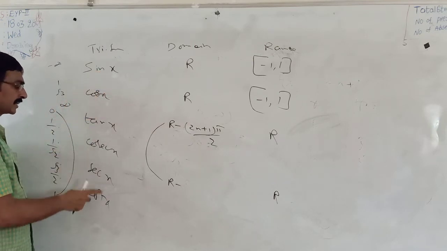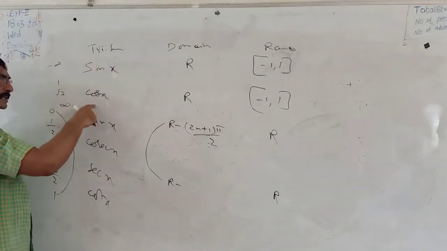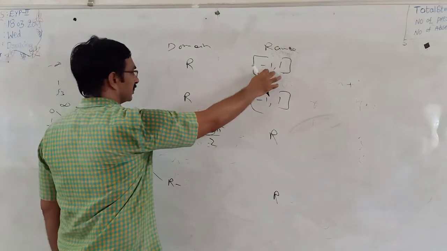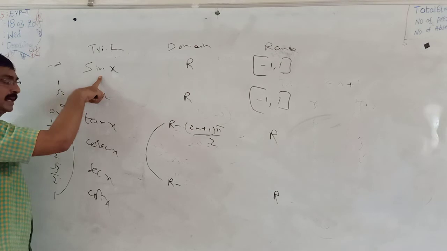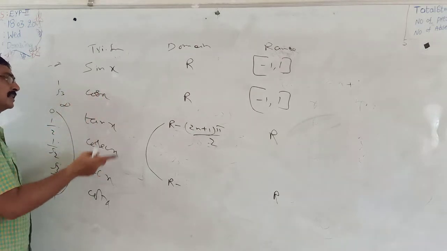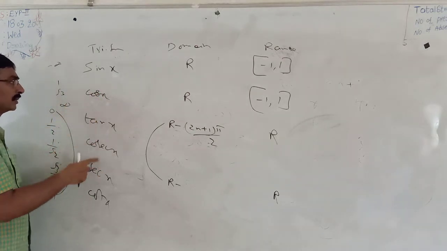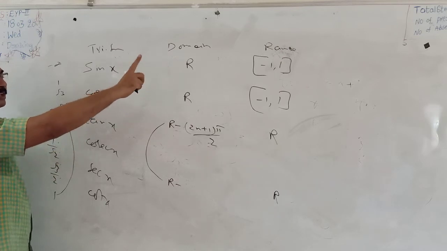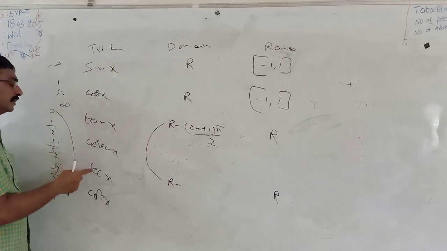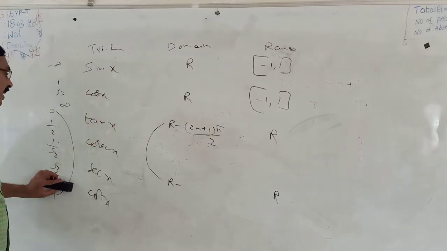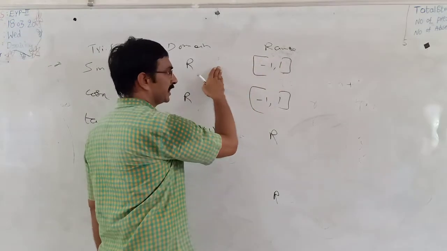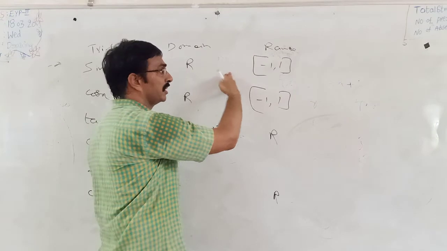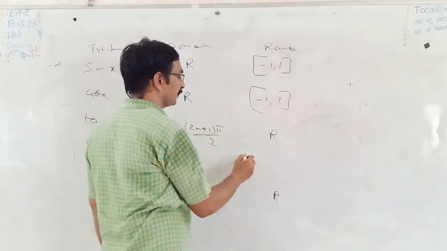Range of secant x and cosecant x. Sin x and cos x lie between -1 and +1. Cosecant x is 1 by sin x. Secant x is 1 by cos x. Therefore, since sin and cos lie between -1 and +1, secant and cosecant do not lie between -1 and +1; they are less than or equal to -1 or greater than or equal to +1.